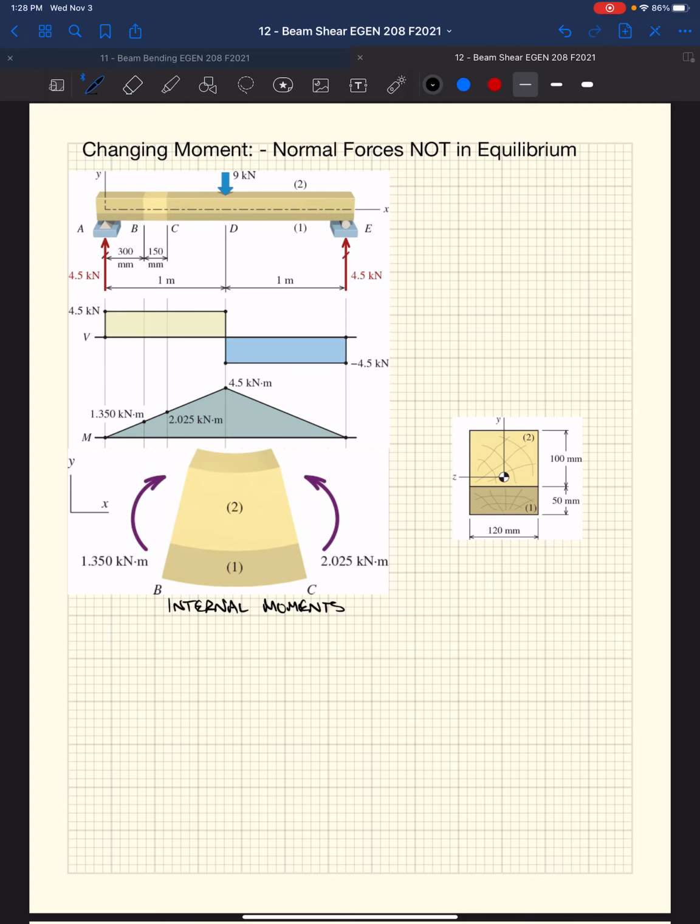And we know bending stress now. Everyone knows My over I. If this beam is prismatic as it shows, we assume it's one material, even though it kind of shows two different materials here. But if it's one material, 150 millimeters tall, 120 millimeters wide, the centroid is going to be at the center because of symmetry. So we're going to say that Y bar equals 75 millimeters.